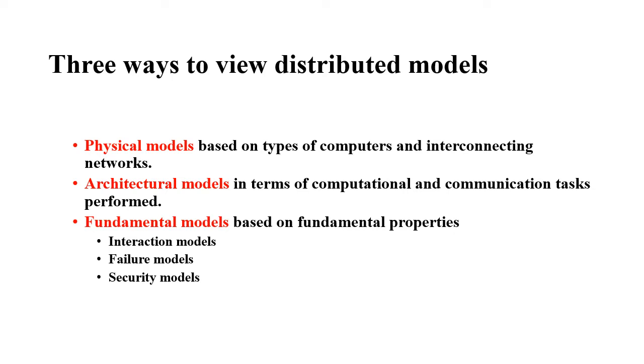They are physical models, which is mainly based on the type of computers and interconnecting networks. Second one is architecture models, which is explained in terms of computational and communication tasks performed by the system. And then the last one, fundamental models, which are divided into three: interaction models, failure models, and security models. So for this presentation, we will be focusing on the first one, that is the physical models.